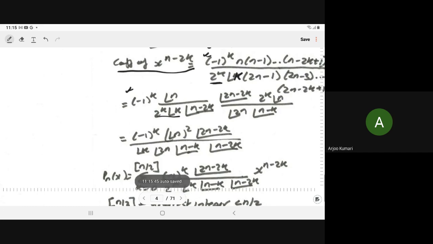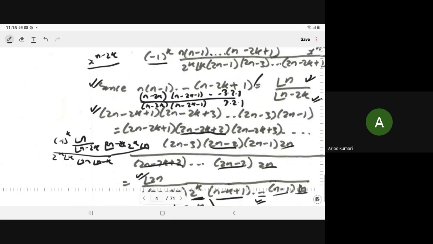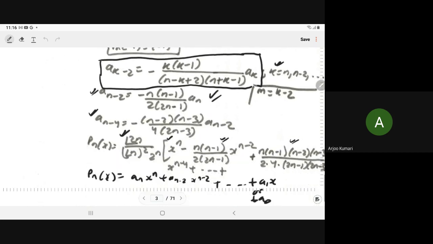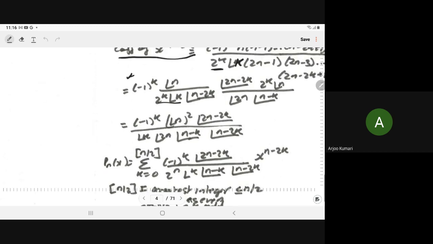So here now, what is the original coefficient of x to the power n minus 2k? In that we have to multiply with the a_n also, and a_n is what? a_n is factorial of 2n upon factorial n whole square into 2 to the power n. So when we multiply, you will get the series. When you multiply this, factorial n is cancelled with this, factorial of 2n will cancel with this.